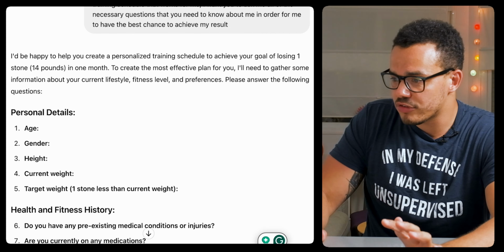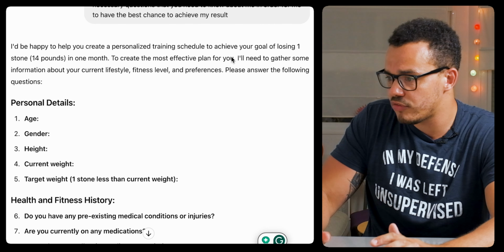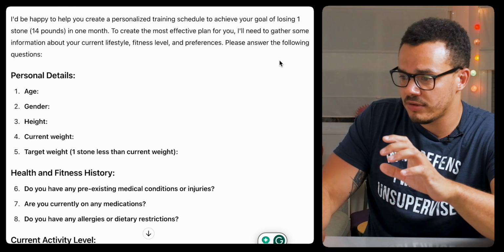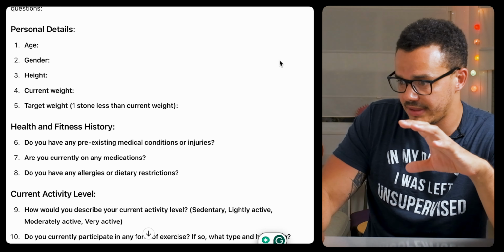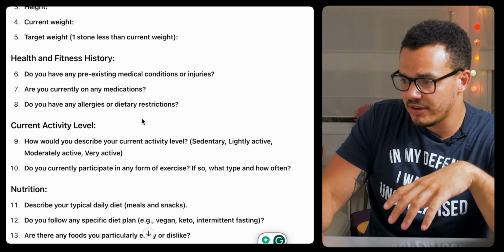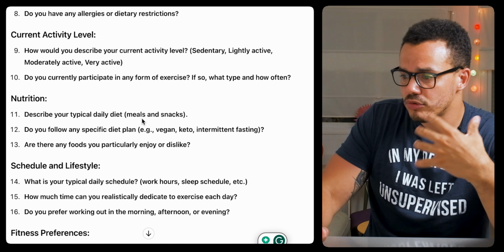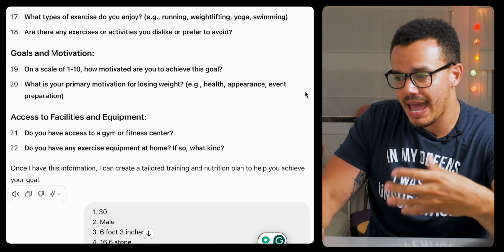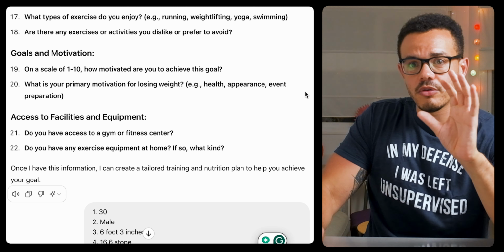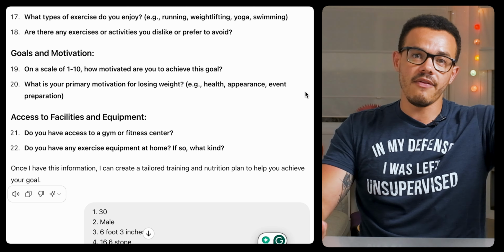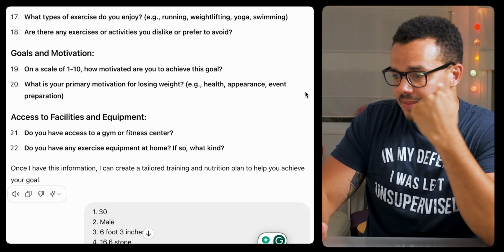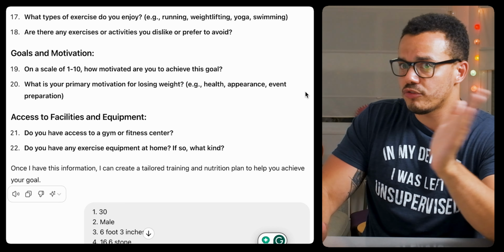Now the exact same concept again, but with ChatGPT. The answer is I'd be happy to create a personalized training schedule to create the most effective plan for you. I need to gather some information. Now look at how many questions it's asked and how it's broken it down and categorized it. Personal details, health and fitness history, current activity level, nutrition, schedule and lifestyle, fitness preferences, goals and motivation, and access to facilities. These questions already are so much more deep and better than Perplexity. I love this. I think it is so intuitive. And again, it gives a better answer, but I'm showing you how to contrast between the chatbots.